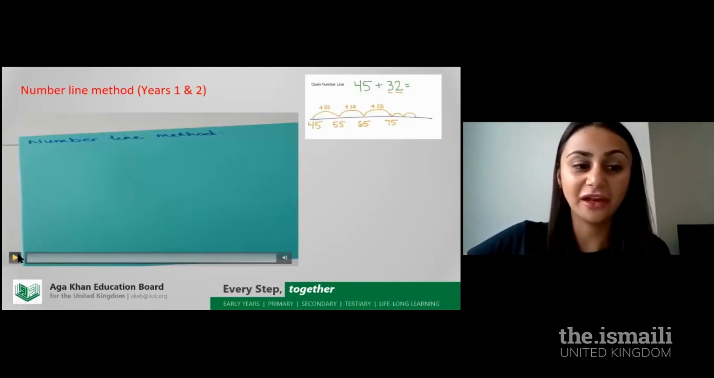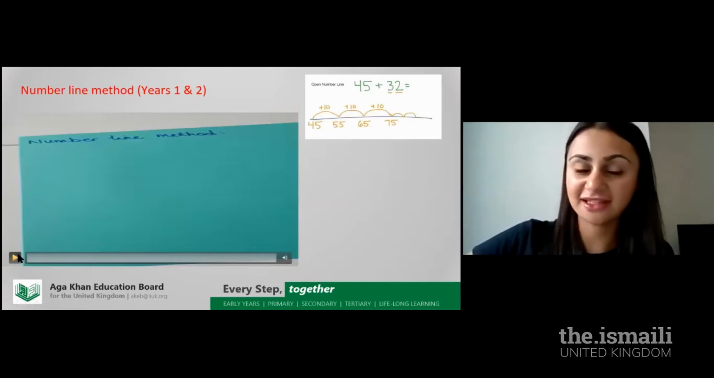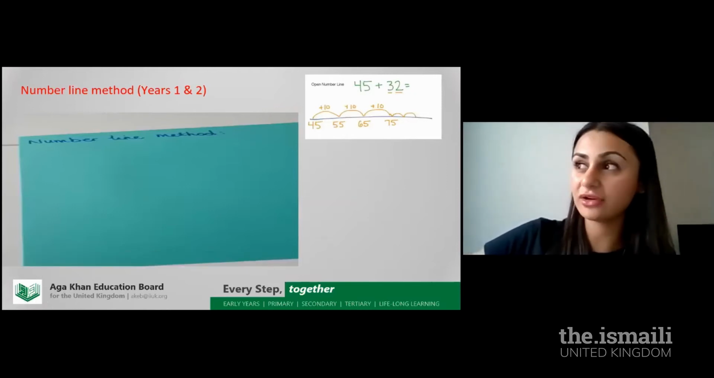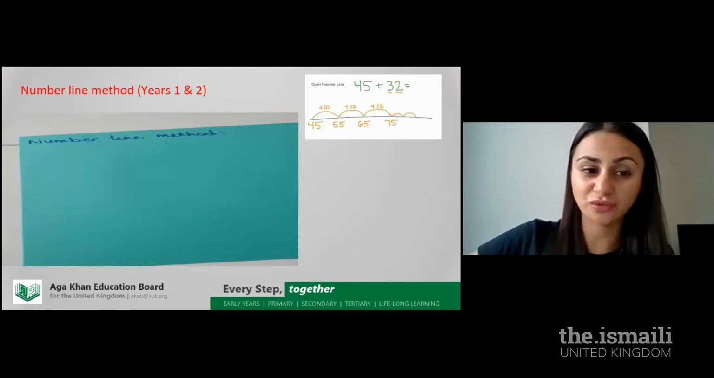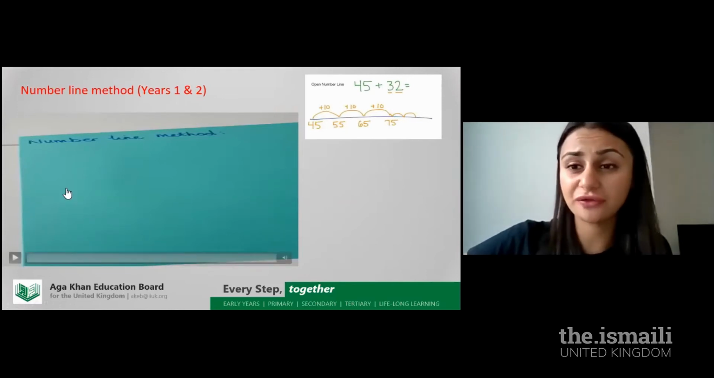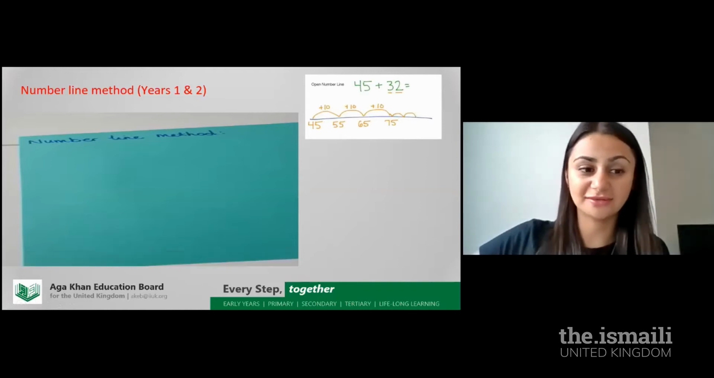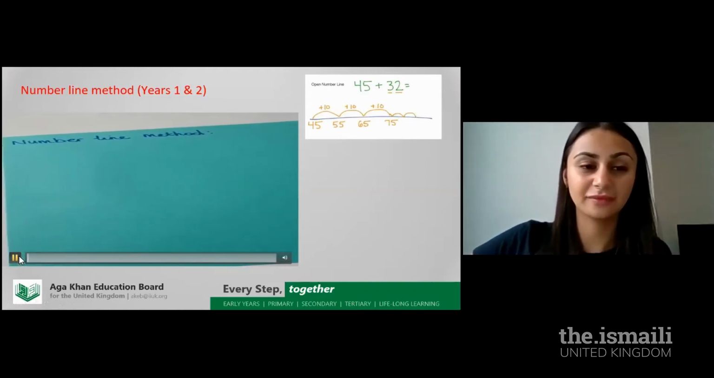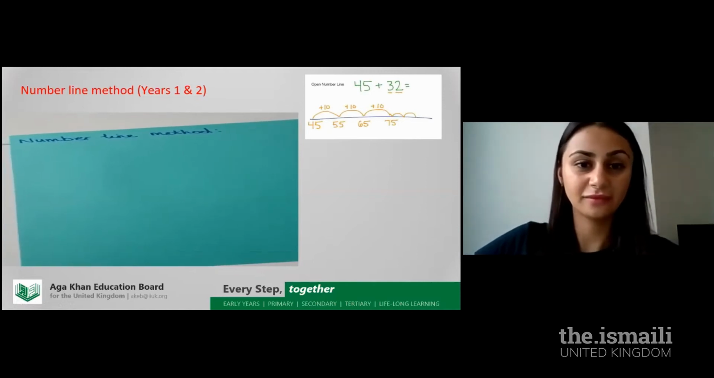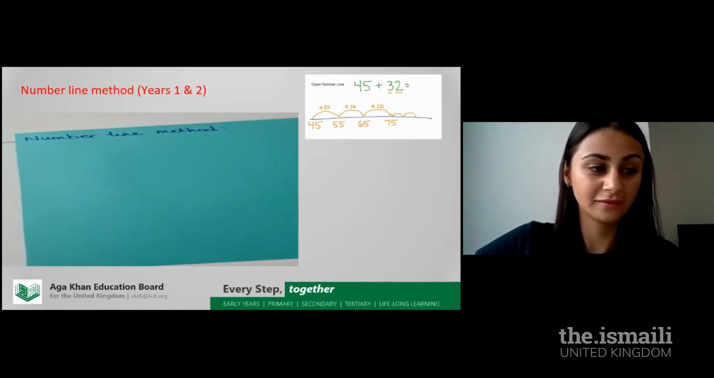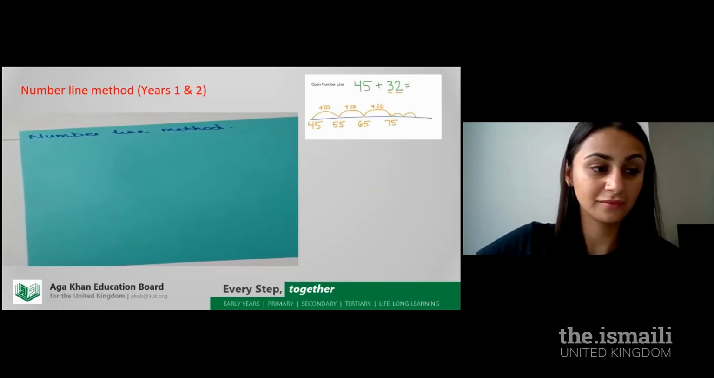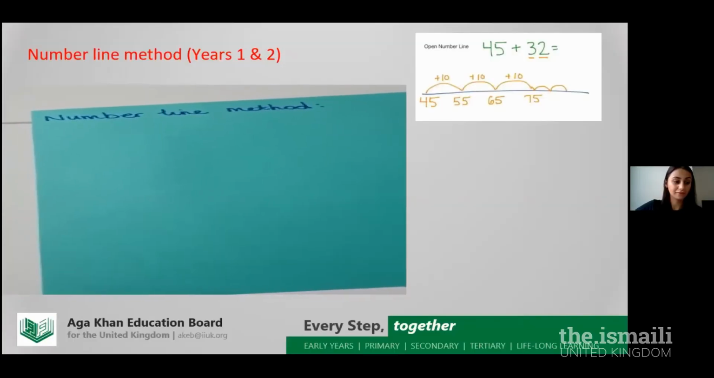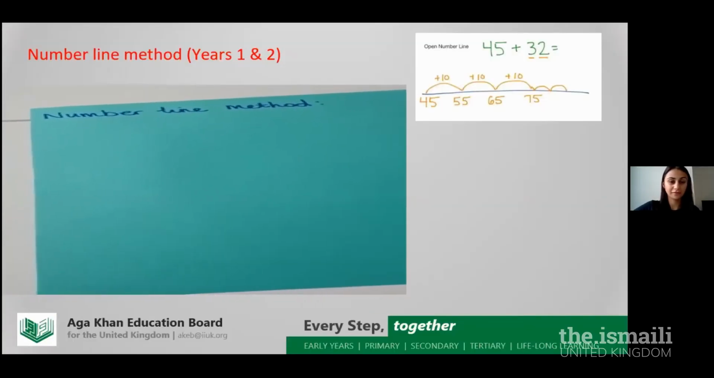So here we have the number line method. This is a method that is taught in year 3 and used in year 4 as well. It's a method that a lot of children do find quite easy to use. We're going to start by taking a look at the number line method. This is a method that is usually introduced in year 2 or year 3, and it's the starting point for looking at a range of methods for addition and subtraction.